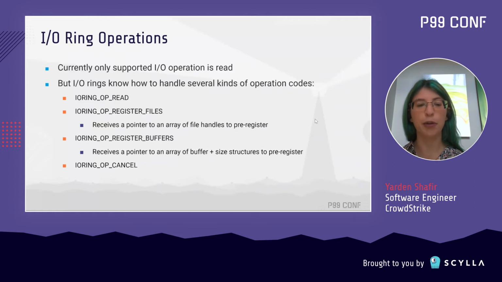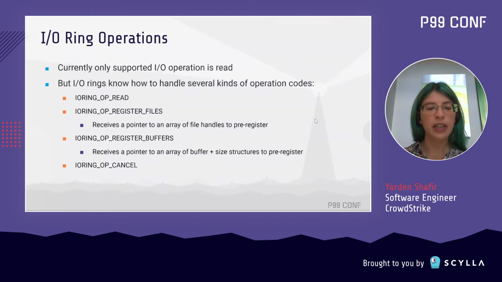Now, the first and last one are pretty clear. The second and third are specific to IO rings, because unlike on Linux, on Windows, when you register an operation in an IO ring, you can register it with a file handle to read and a buffer to read to, but you can also pre-register files or pre-register buffers. You can use IO ring OP register files to register an array of up to 10,000 hex file handles that the IO ring now has a pointer to and knows how to access.